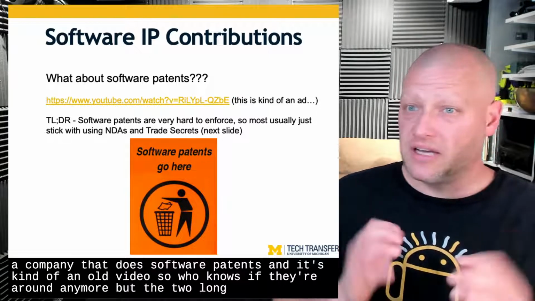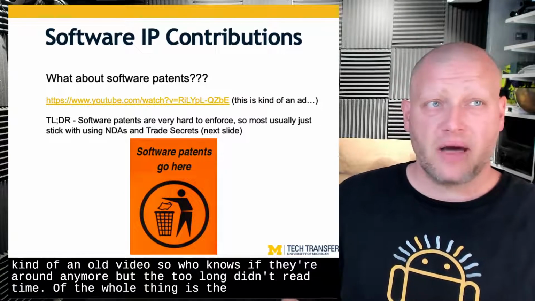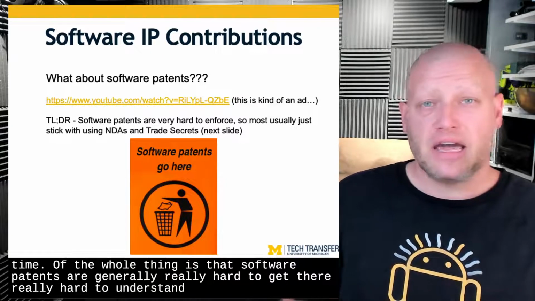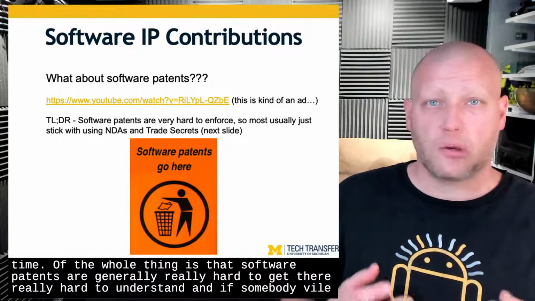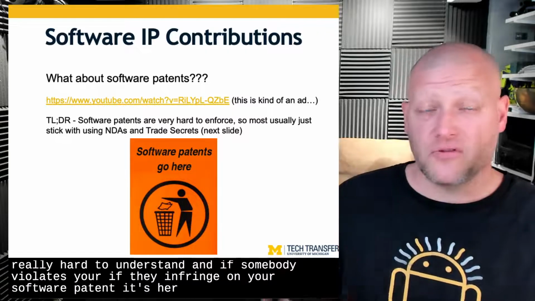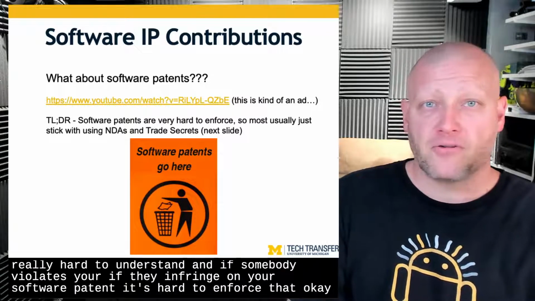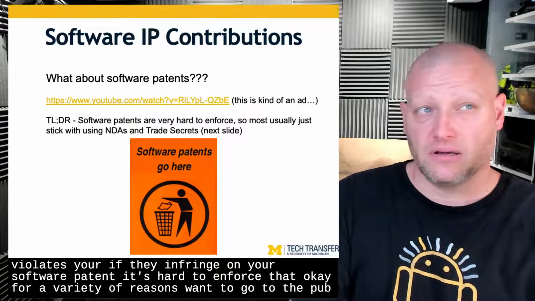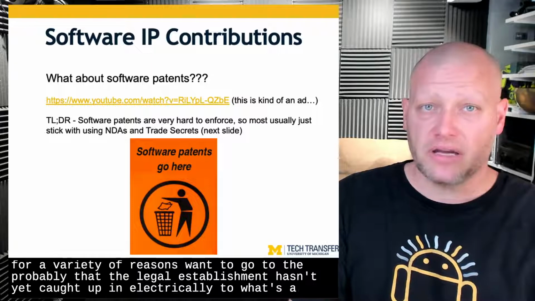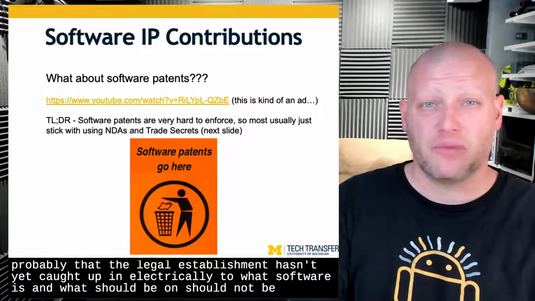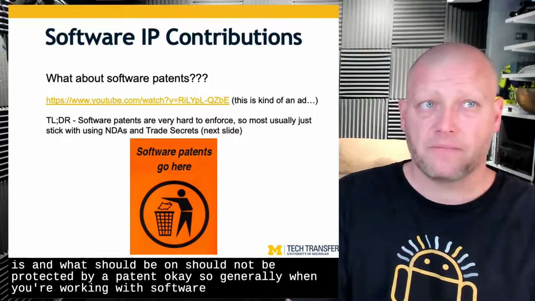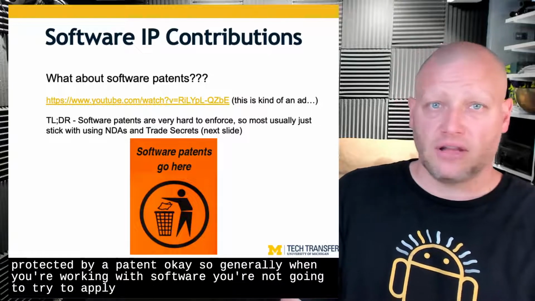The too long didn't read type deal of the whole thing is that software patents are generally really hard to get. They're really hard to understand. And if somebody infringes on your software patent, it's hard to enforce that, for a variety of reasons, one of which is probably that the legal establishment hasn't yet caught up intellectually to what software is and what should or should not be protected by a patent. So generally when you're working with software, you're not going to try to apply for a lot of patents.